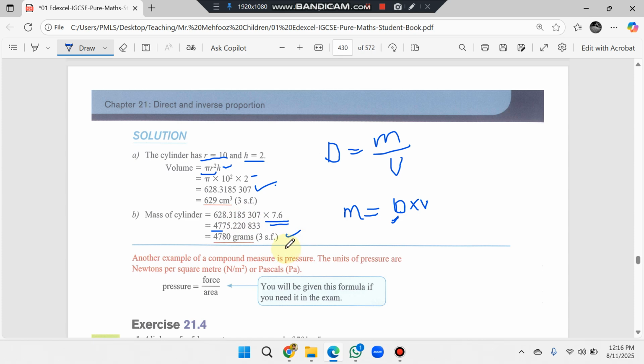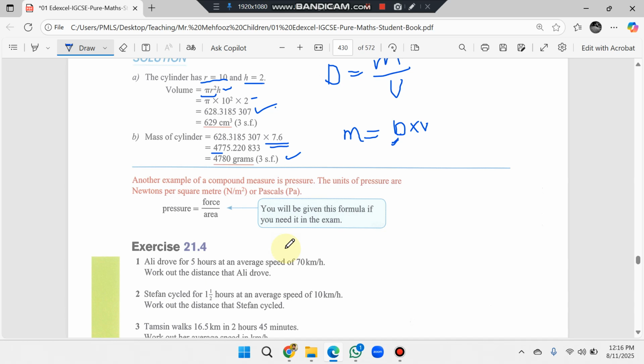Again, you can see that another example of the compound measure is pressure. Pressure has also three quantities. The unit of the pressure is Newton per square meter or Pascal. So pressure has the formula, that is force per area. Because we are discussing the compound measures, we have now studied three examples of the compound measures. First one is average speed, second one is density, third one is pressure, right?